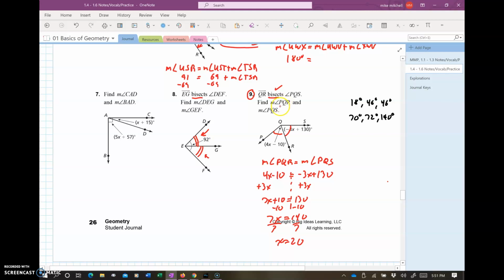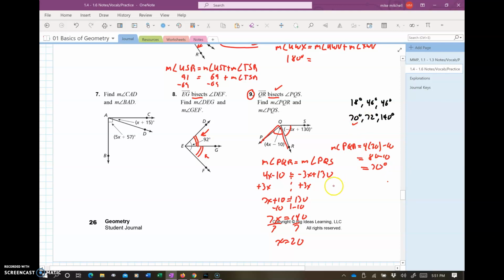I want to find PQR. That's that one right there. That's 4x minus 10. So to get that one, measure of angle PQR, that's going to equal 4 times 20 minus 10. That's 80 minus 10. That's 70 degrees. Okay, hey, there's that answer, looking good.